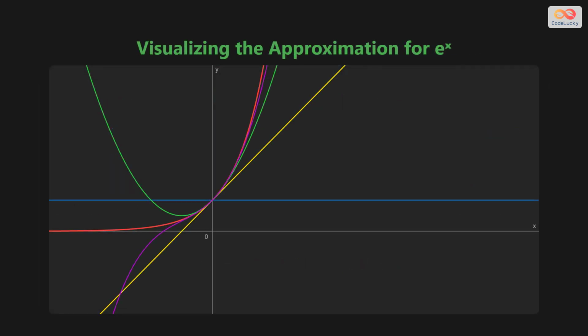Here we can see how the Maclaurin series builds up to approximate the function. The red line is the actual graph of e to the power of x. The other lines represent the first few terms of our series. Notice how with each new term we add, the polynomial becomes a better and better match for the original function, especially near our center point of 0.